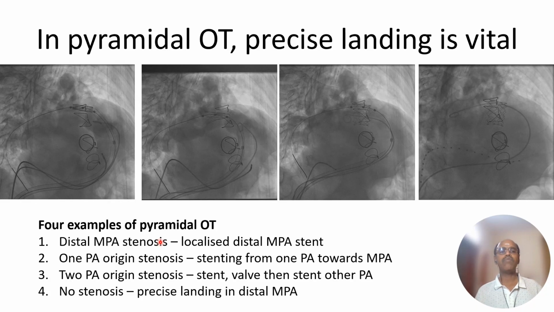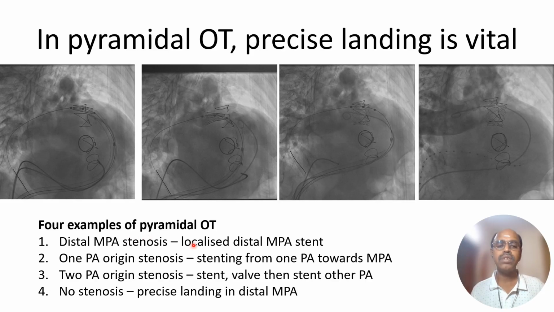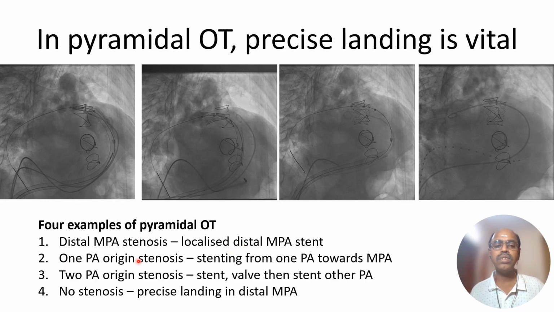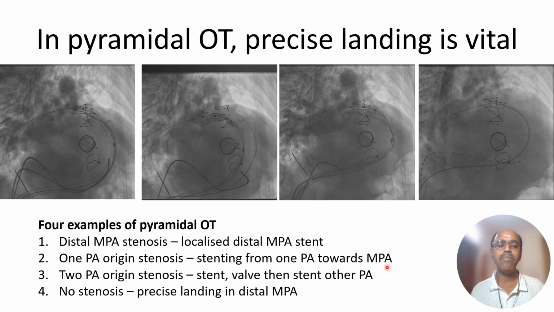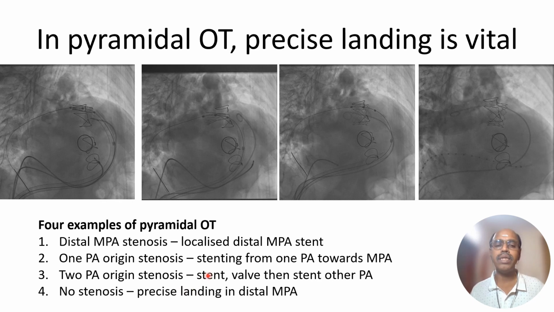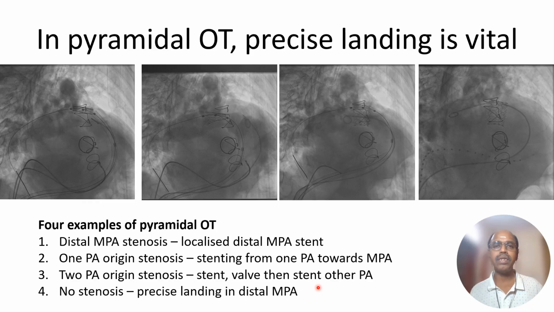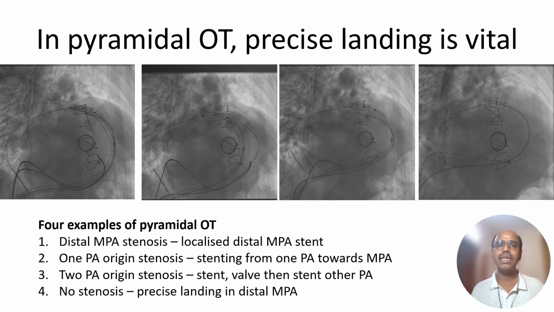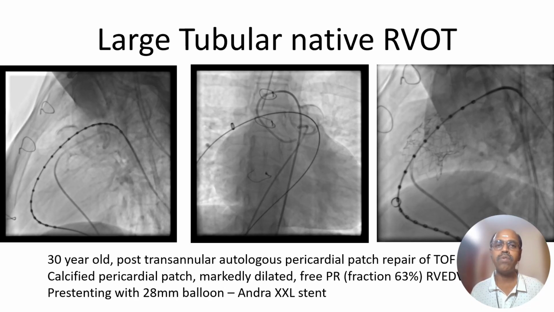So there are 4 examples of pyramidal outflow tract that I showed. Only distal main pulmonary artery stenosis, put a localized distal MPA stent. If one branch PA stenosis is also there along with MPA, then stent from one of the branch pulmonary artery towards the MPA. If both the PAs are narrow, then stent from one of the branch PA towards the main pulmonary artery, put the valve, and then stent the other pulmonary artery. And if there is no stenosis at all, precisely land exactly at the distal part of the main pulmonary artery. So these are 4 strategies for pyramidal outflow.